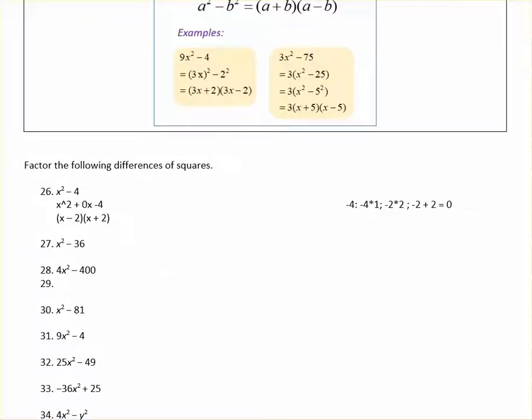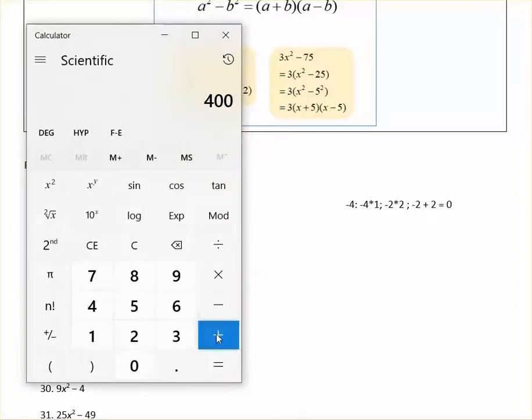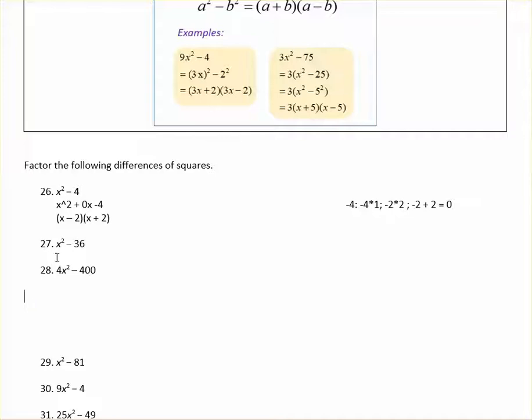All right, so the first thing to do is make sure that you have a perfect square minus a perfect square. We don't have that in 28. 4 is a perfect square, but 400 is not. Oh, 400 is a perfect square. 20 times 20. I was going to say we could factor out a 4 first, and we could, but 20 times 20 is equal to 400. So the square root of 400 is 20. So there's two ways to do 28.